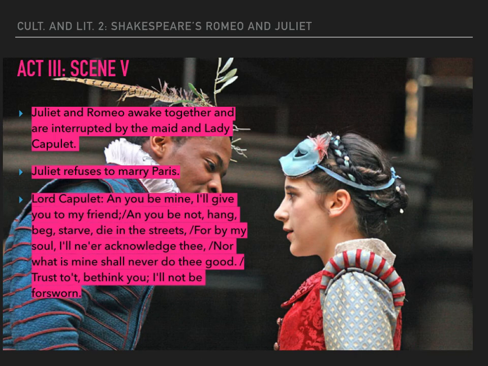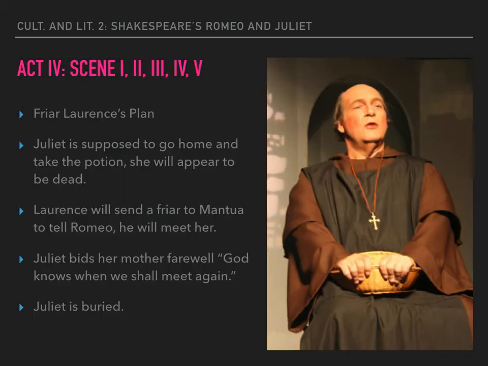marry Paris. Lord Capulet then threatens her: you'll be mine, I'll give you to my friend, and you be not, hang, beg, starve, die in the streets. For by my soul I'll never acknowledge thee, nor what is mine shall never be thee good. Trust to it, think on it, I'll not be forsworn. The nurse tries to make things better and eventually tries to convince Juliet to marry the young Paris.